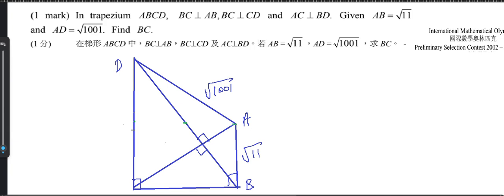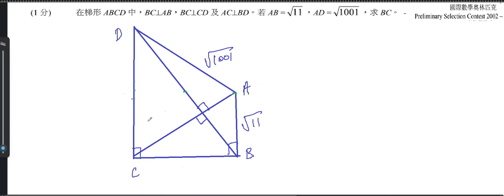This was a problem which was given in the Hong Kong Olympiad preliminary selection test. It is equivalent to our PRMO or IOQM. So there is a trapezium ABCD where CD and AB are the parallel sides.